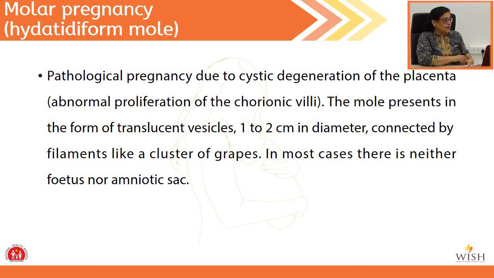Next we come to molar pregnancy, or what is also known as hydatidiform mole or vesicular mole. It's a pathological pregnancy due to the cystic degeneration of the placenta. There is abnormal proliferation of the chorionic villi. The mole presents in the form of translucent vesicles, 1 to 2 centimeters in diameter, connected by filaments. They look like a cluster of grapes. In most cases, there is no fetus and no amniotic sac.